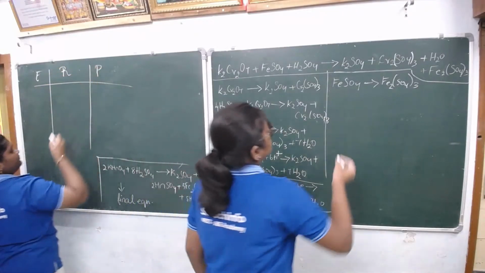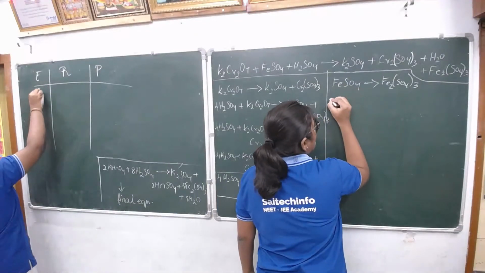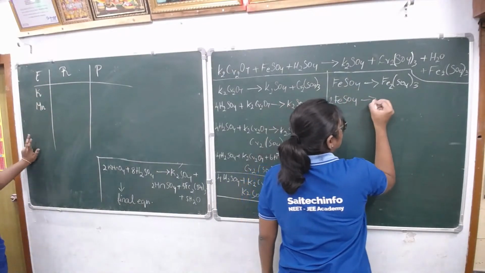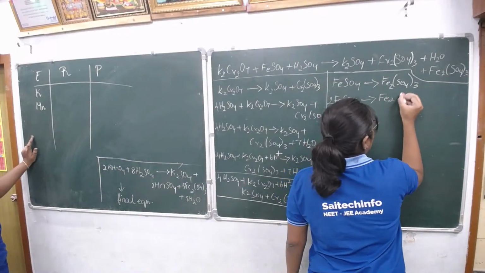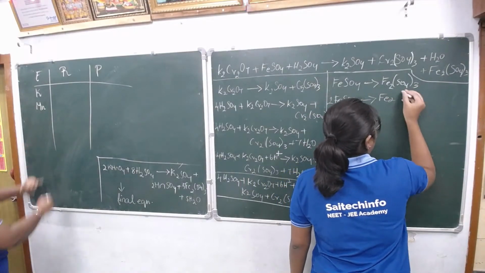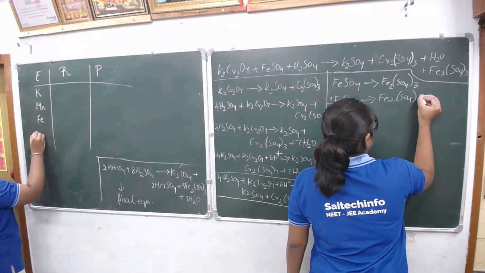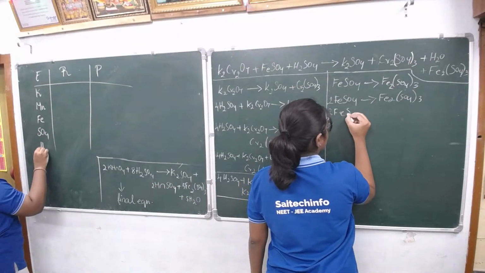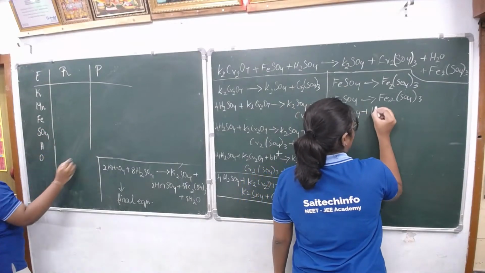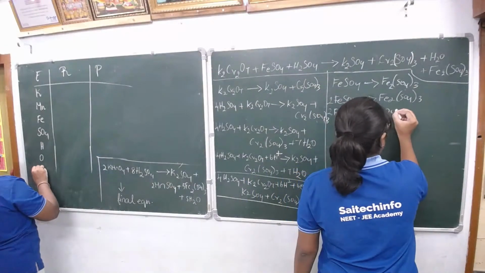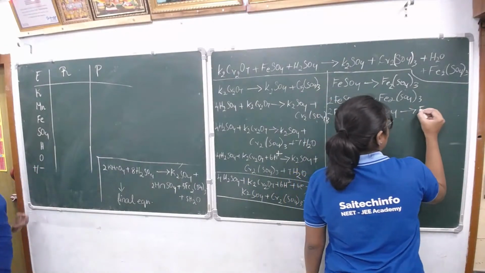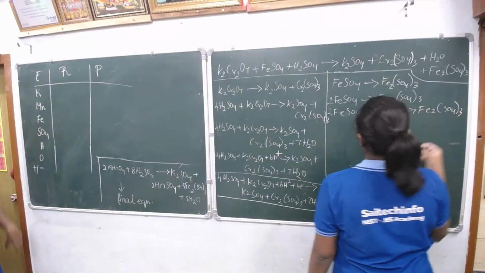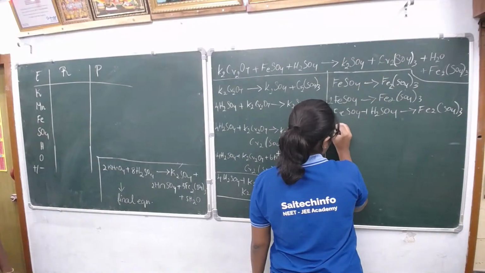Good. So here we need to balance the iron first. So FeSO4 is equal to Fe2, so SO4 three, so we need one more SO4. So we need to add H2SO4. Should I take the whole sulfate? No, separately. Sulfur separate, oxygen separate.